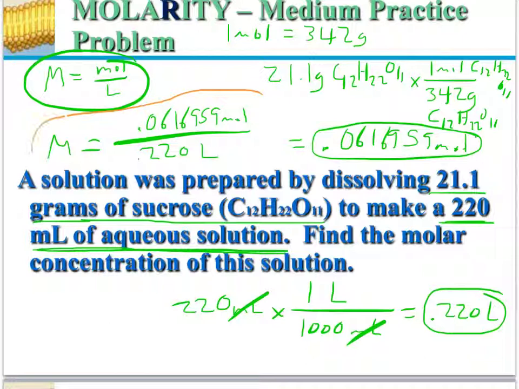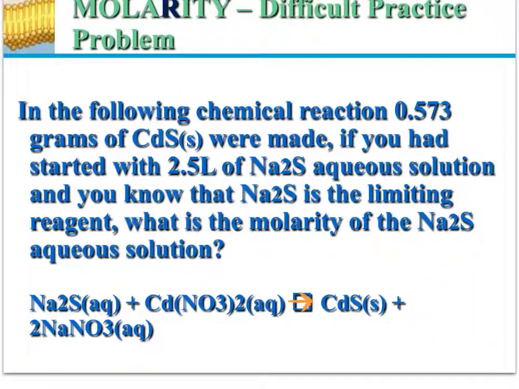So after taking 0.0616959 moles and dividing it by 0.220 liters, the molarity is 0.28 molar. That's the molarity of the sucrose solution that we just made.